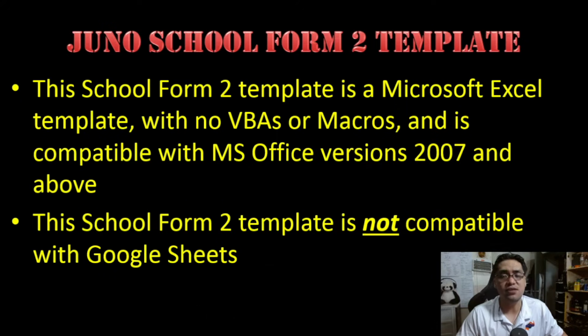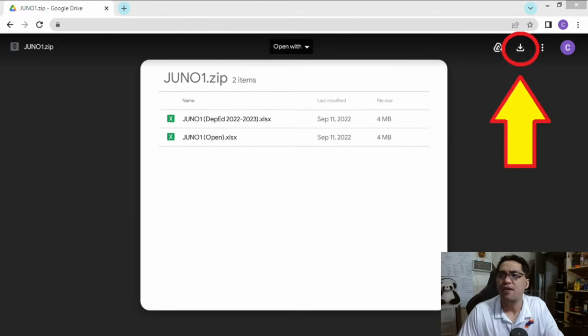So please do not use this online. Instead, just download it and use it offline. So how do you download the template? If you look at the description down below, you will find there a download link to the Juno 1 School Form 2 template.